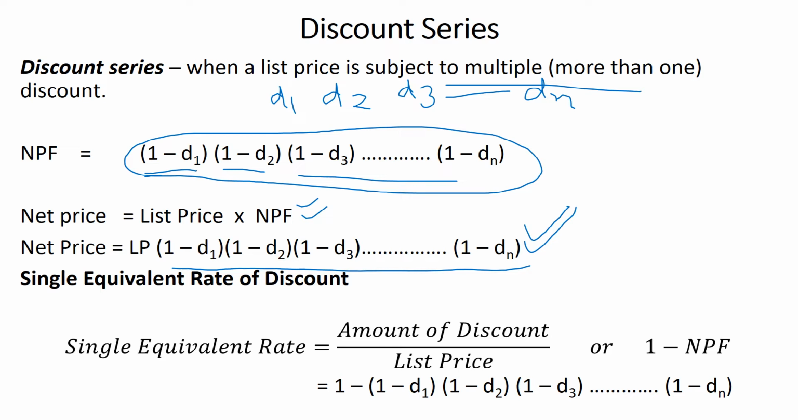Another thing we need to learn here is single equivalent rate of discounts. The formula to calculate single equivalent rate, in short known as SER, is amount of discount divided by list price. When we say amount, this is always in dollars. Rate of discount is always in percentage. Another method is the NPF method, that is 1 minus NPF, for a series of discounts.